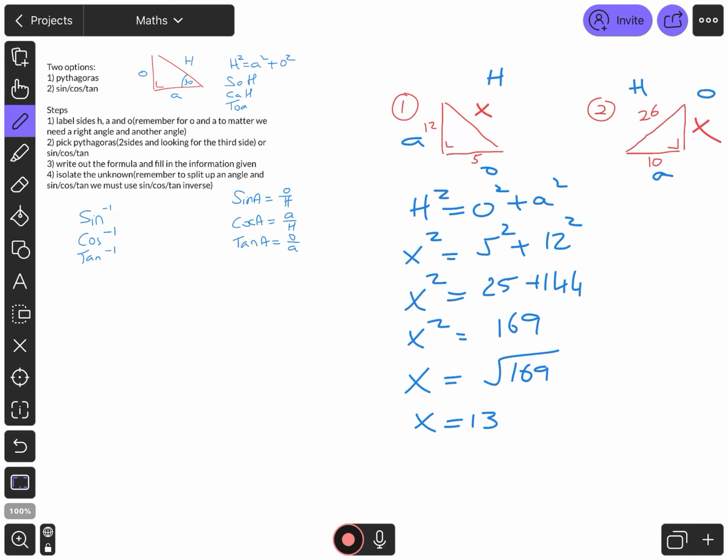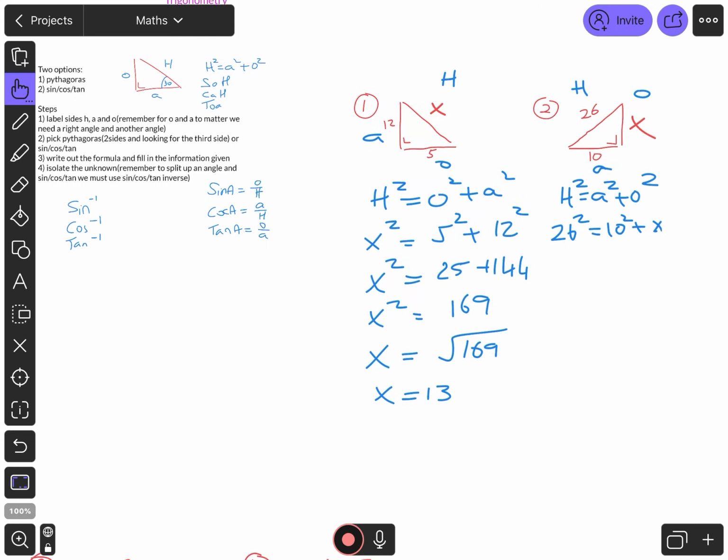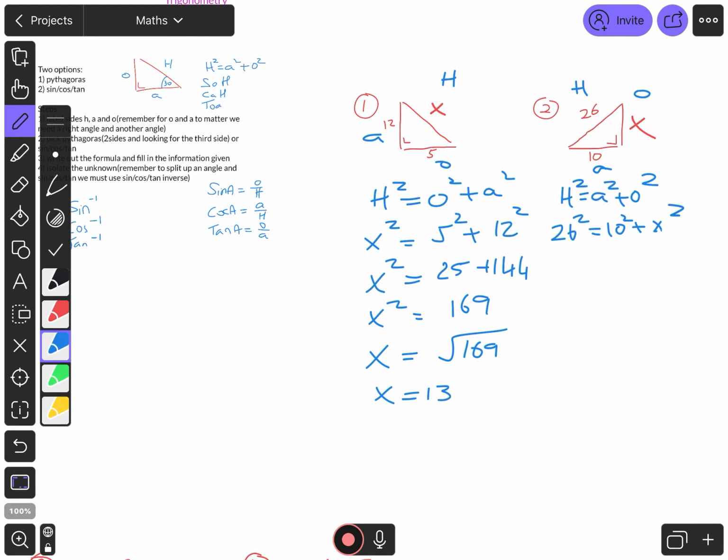Second step, pick Pythagoras or sine, cos, and tan. I have two sides, I'm looking for a third. I also know there was no other angle, which means that I have to be using Pythagoras. I write out my formula and I fill in my formula. So H is 26 squared equals 10 squared plus x squared. Okay, so I'm going to check what 26 squared is. 26 squared is 676. I know 10 squared is 100 plus x squared.